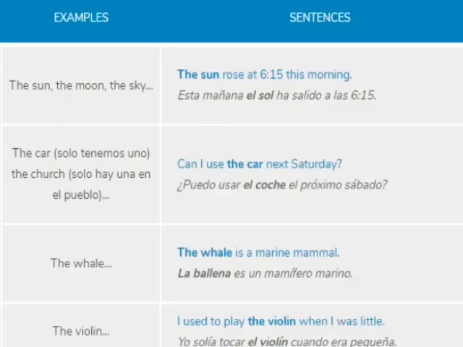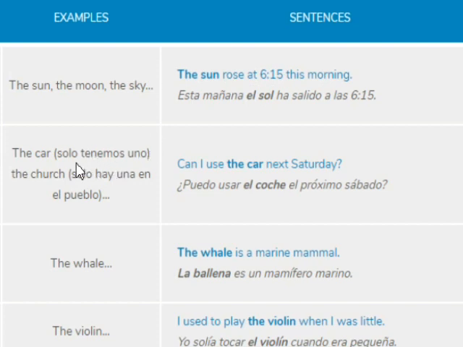Now, I'm going to explain to you some cases in which we have to use, specifically or mandatorily, the definite article "the". For example, when we talk about the sun, the moon, the sky, we have to use the definite article "the". The sun rose at 6:15 this morning.